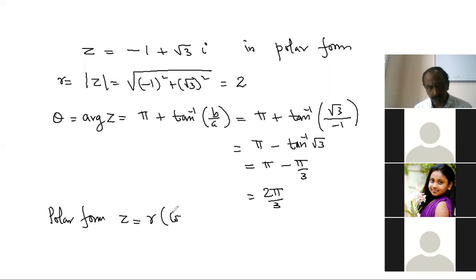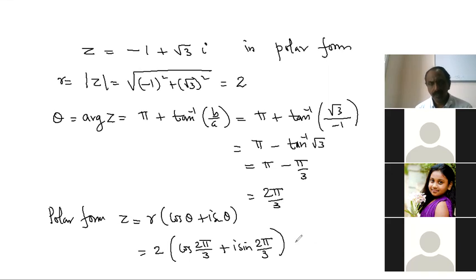So the polar form of the complex number is r into cos theta plus I sin theta. Replace r as 2: 2 (cos 2 pi by 3 plus I sin 2 pi by 3). If you put the values of cos 2 pi by 3 and sin 2 pi by 3 here, you will come back to the question, minus 1 plus root 3i. So don't do that. You have to leave it over here only. Okay. Have you understood? Yes, sir.